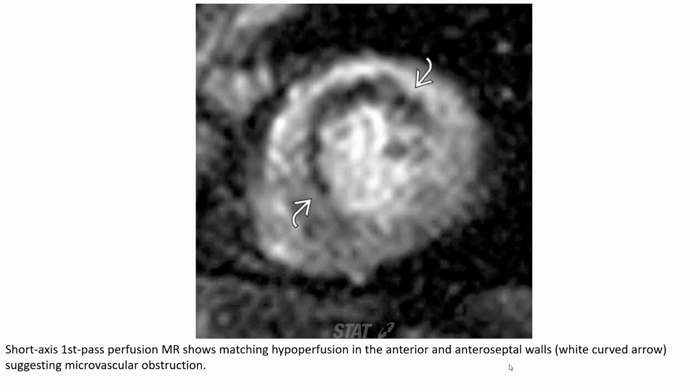The short axis first pass perfusion also shows matching hypoperfusion in the anterior and anteroseptal wall (curved arrows), suggesting microvascular obstruction.